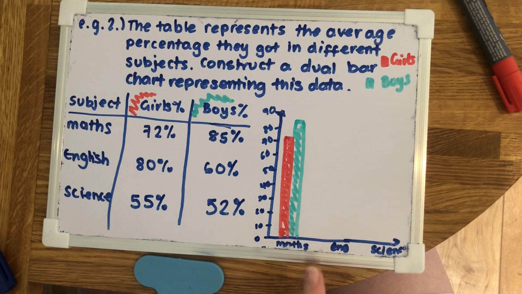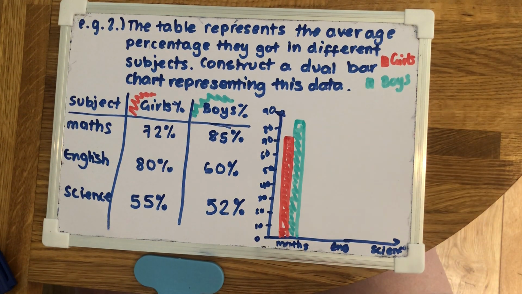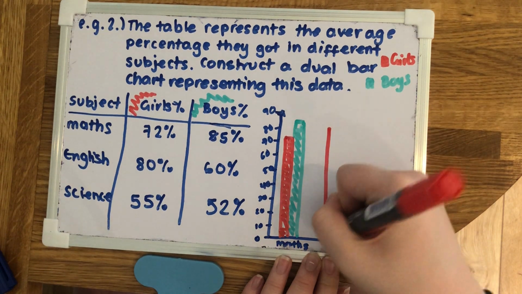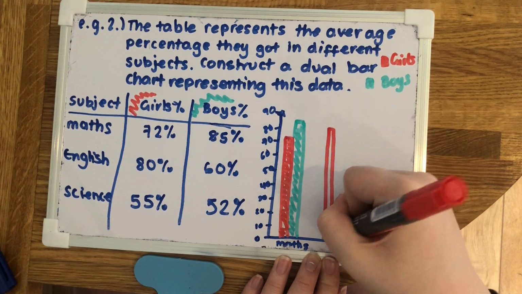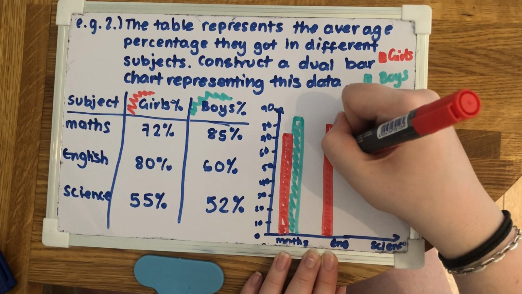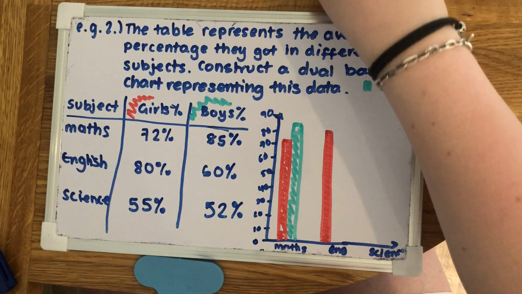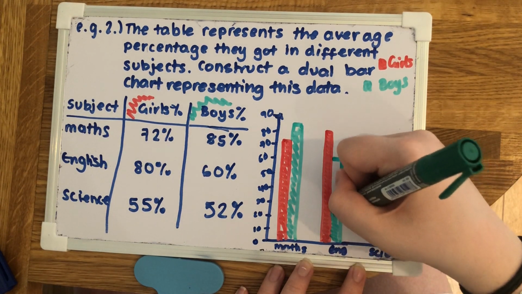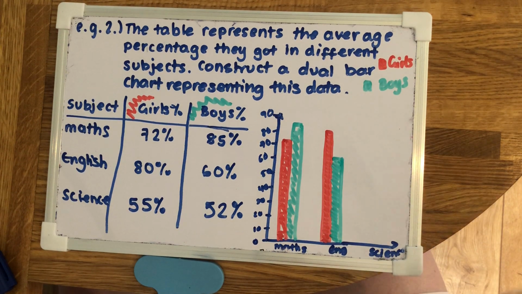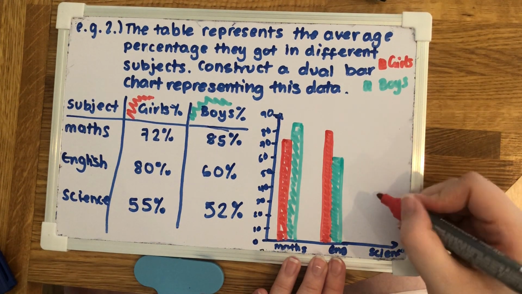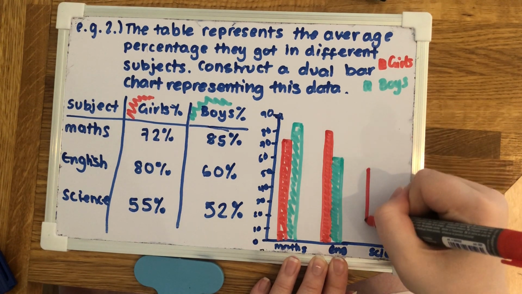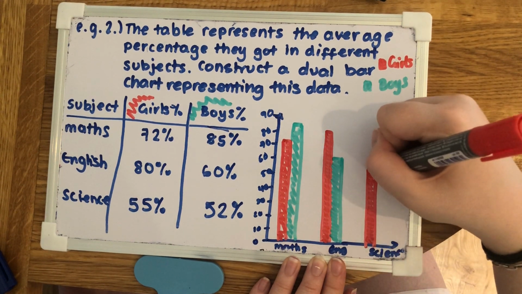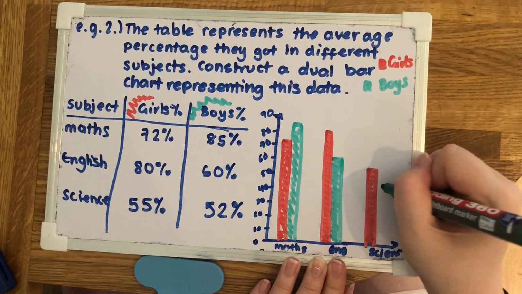But for the English, there will be a gap between the maths and the English one. Okay, so for the girls, they got 80% on average in English, so 80% is here. So as you can see, there's a gap between the boys one and the girls English one. Okay, and then for the boys, they got 60%, which is here. Okay, so they're touching each other. Okay, but then we're going to have a gap for the next one. So the next one, science girls, was 55. And 52 for the boys.